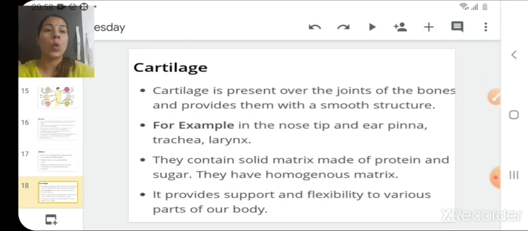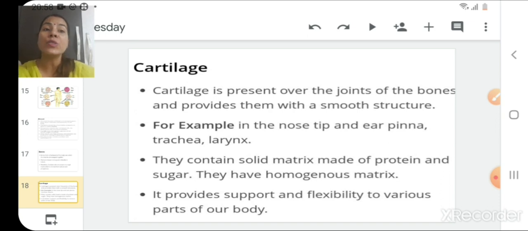Cartilage is present over the joints of the bone and provides them with a smooth structure. For example, in the nose tip and ear pinna, trachea and larynx, these cartilages are present. As I told you earlier, cartilages are not as hard as bone, these are flexible structures. So you can experience it by pressing your nose or by moving your ear. See here, cartilage is present, you can press it, you can fold it in any way. Same way with your nose also, you can move it, but you cannot move the bone of your hand. So this is a difference between cartilage and bone.